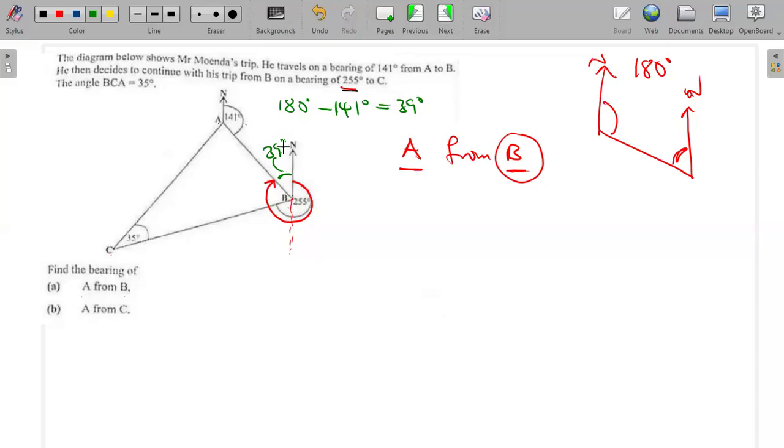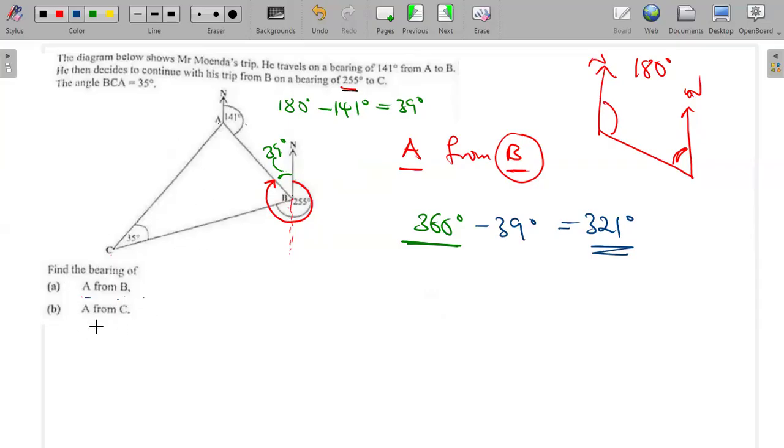And that there I can find by subtracting from 360 degrees. Since the whole revolution, when we move from here and get back to the north there, we would have moved 360 degrees. So now subtracting, 360 minus the 39 degrees there is going to give me 321 degrees. So 321 degrees is the bearing of A from B.